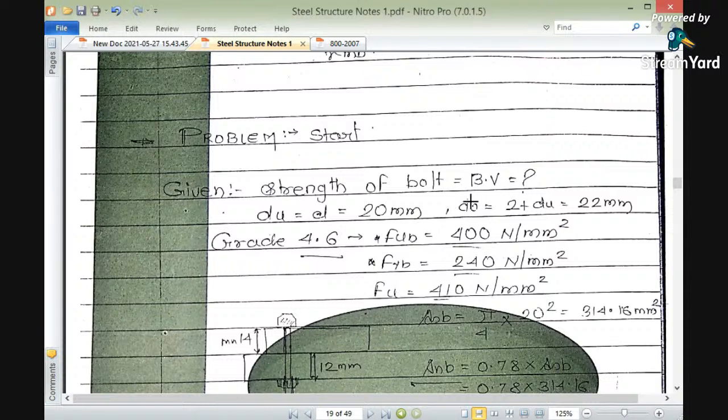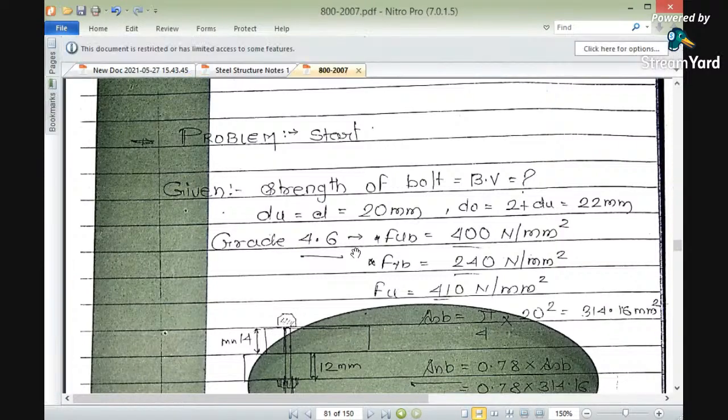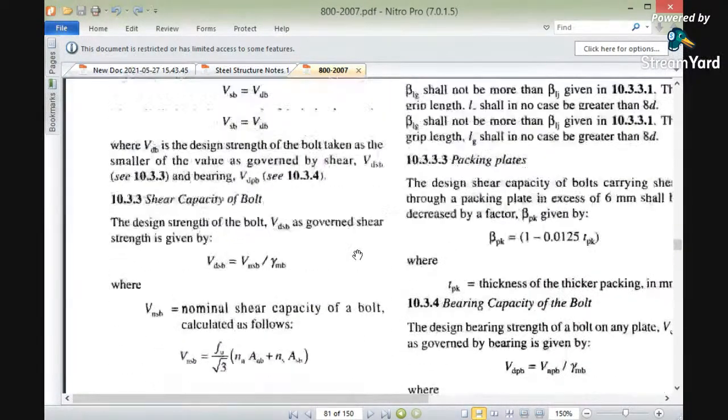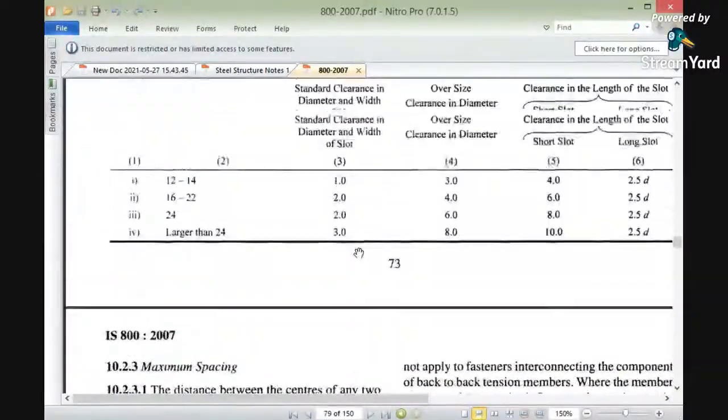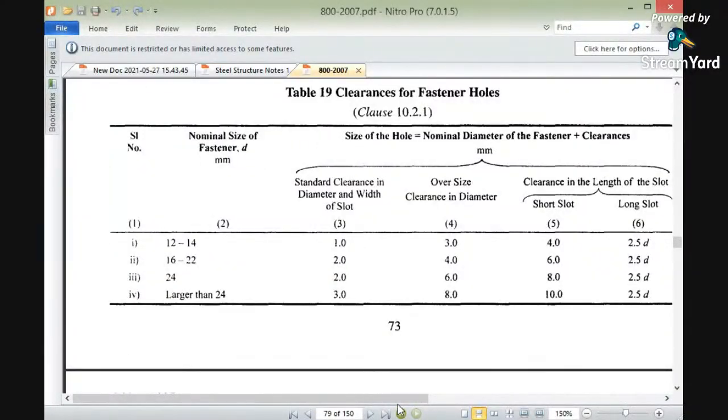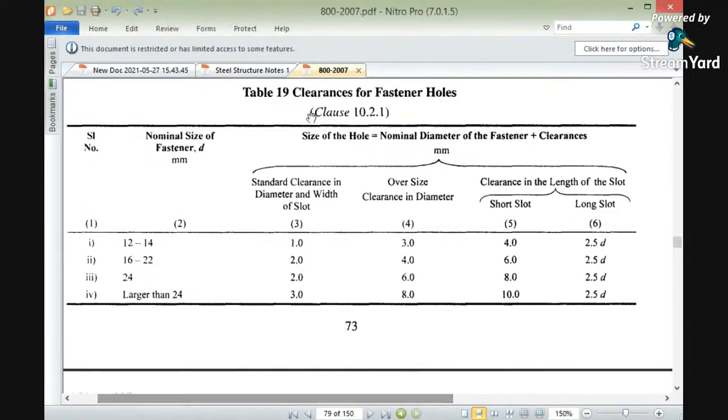What is the diameter of the hole? We have to take an extra clearance, which is again mentioned in the IS code. In the IS code, this clearance has been given here, for the fastener holes. It has been mentioned on page number 73.